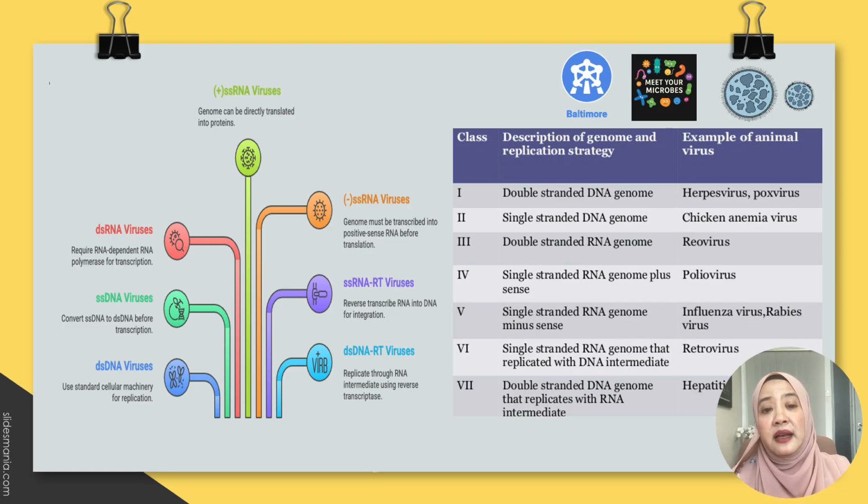For example, Class 1 and Class 2 focus on DNA viruses, but what differentiates Class 1 and Class 2 is that DNA viruses that are double-stranded belong to Class 1, for example, herpes virus, and single-stranded DNA viruses, for example, chicken anemia virus, belong to Class 2. Similarly, Groups 3, 4, and 5 pertain to RNA genomes. What differentiates them is whether it's single-stranded or double-stranded RNA and the replication strategies.